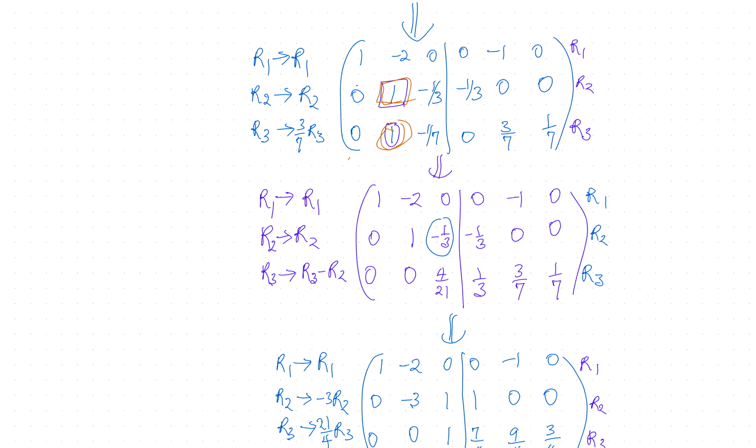That's why the new row 3 is going to be the old row 3 minus the row 2 up there. So that is 0 minus 0, 0; 0 minus 0, 0; 1 minus 1, also 0, good. Then minus 1 over 7 minus minus 1 over 3. Minus minus is plus, so that's minus 1 over 7 plus 1 over 3. And the LCM is 21.